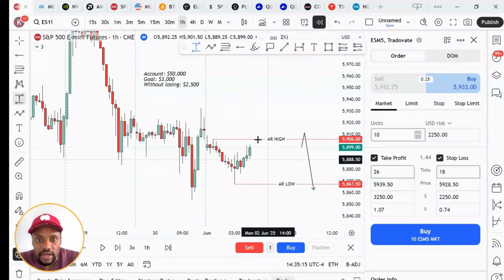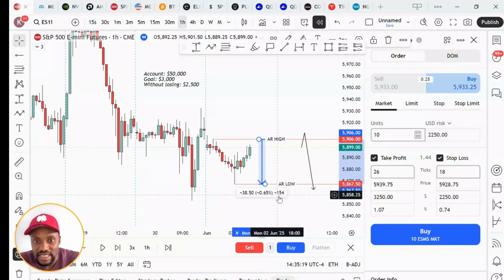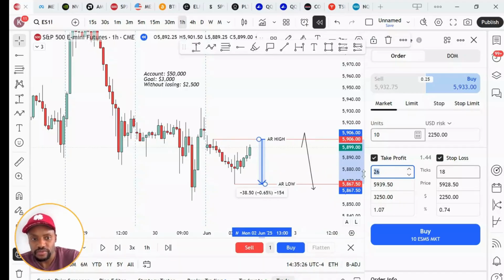I can now just calculate to see how many ticks are between here and there. As you can see, it's 154 ticks if you look at this downward move to the downside. So let's say you don't even catch the whole 154. Let's assume you catch 80. That's a $10,000 move right there.